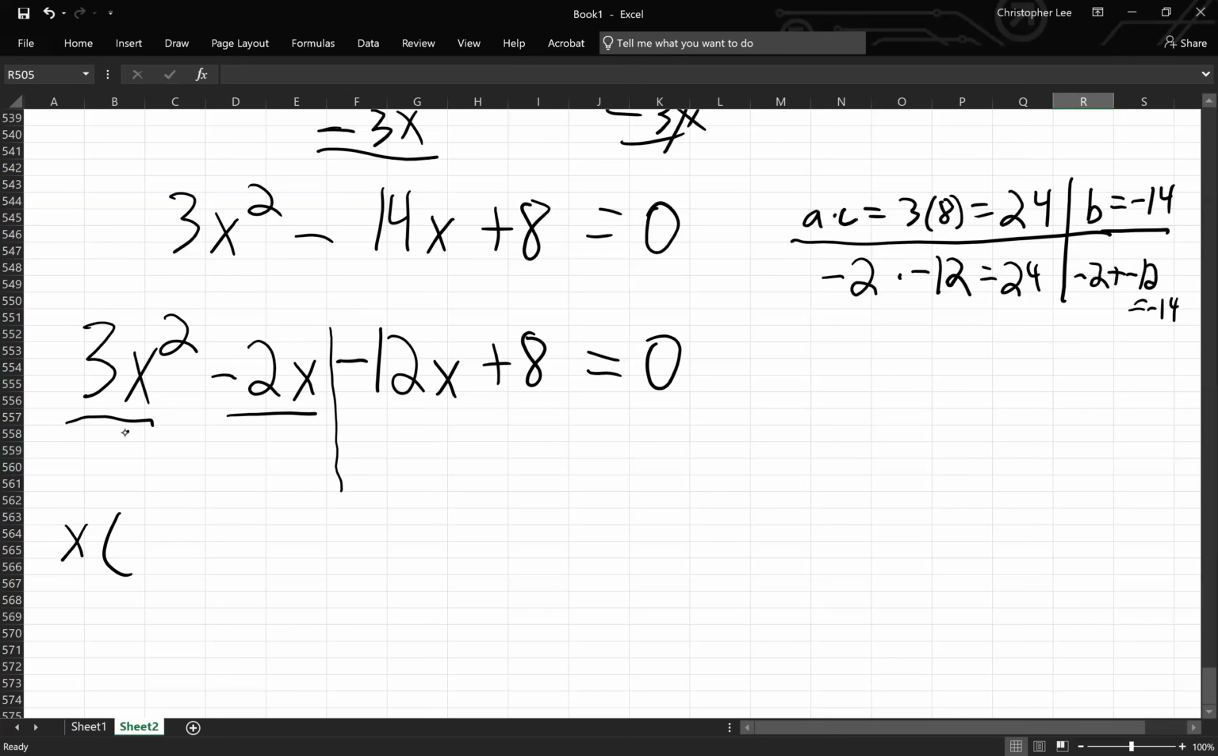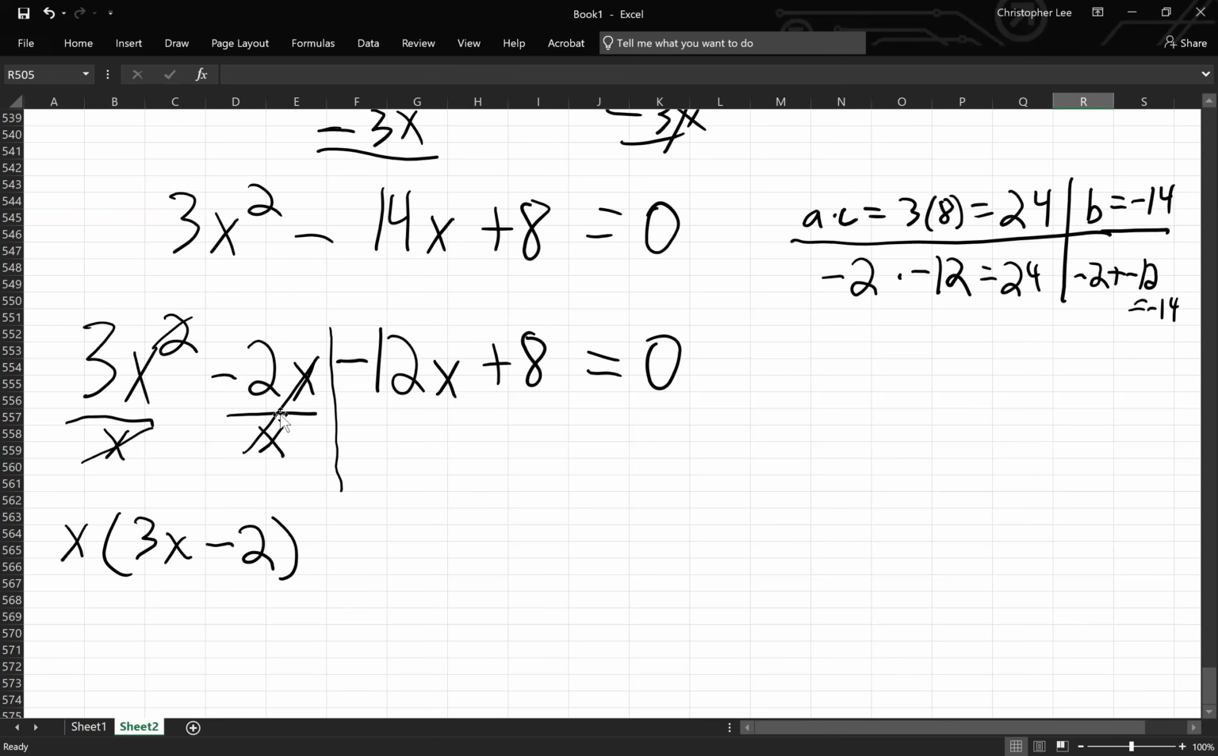Remember, anytime you factor out an x, it's like you're dividing by x, right? So the x and the square will cancel out, leaving back just what? Leaving back just 3x, right? And then x and x cancels out over here, leaving back -2.